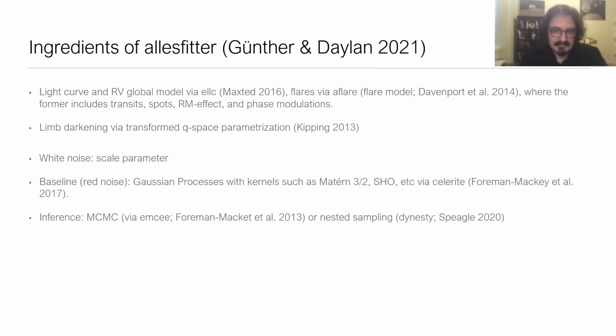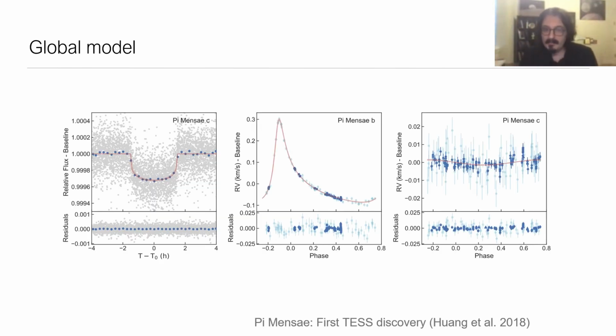So I will just show a couple of pretty pictures to engage people, but these will just be a couple of examples of how we make use of allesfitter.